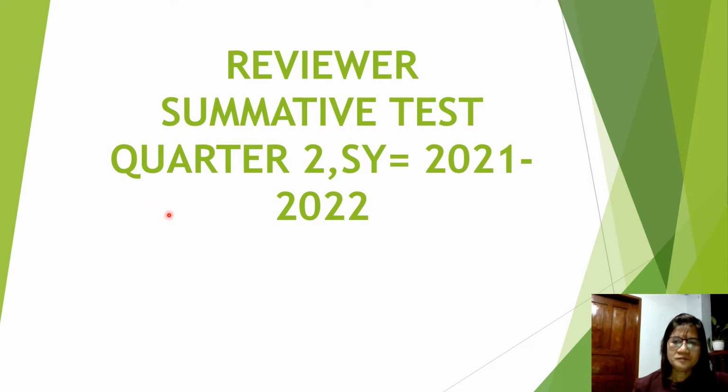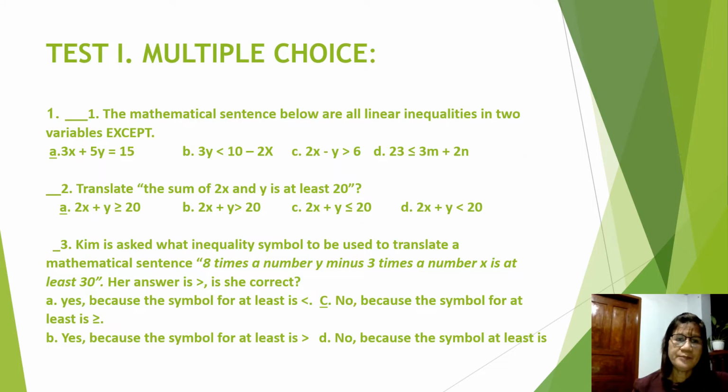So, this is our type of question. It is a multiple choice. So, in a multiple choice, every question has 4 choices. We have A, B, C, and D. You have to read the questions carefully and then choose the letter that will correspond to your answer. And then you write it in the blank. Yan, yung mayroong space dyan. Okay, so let's start number 1.